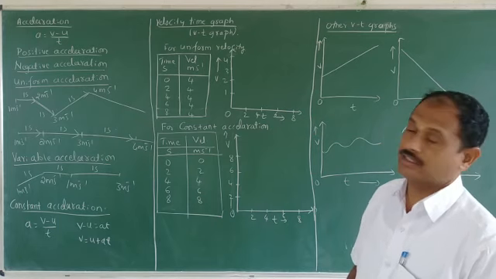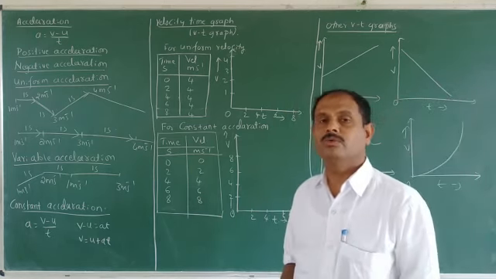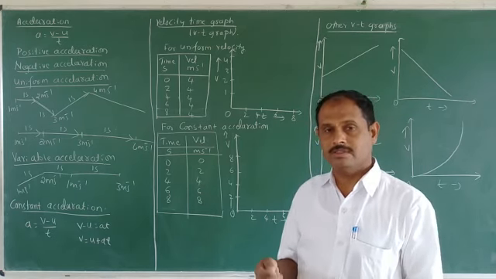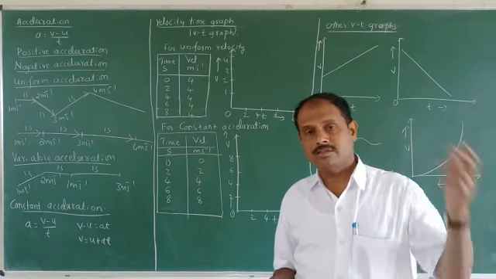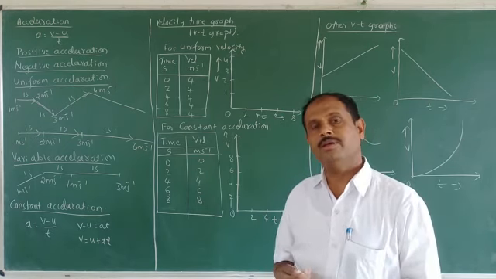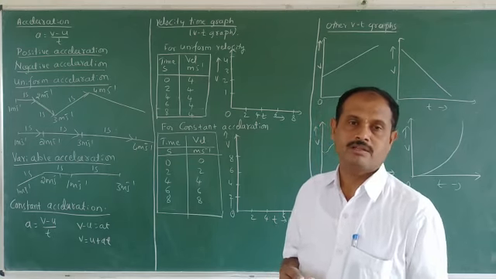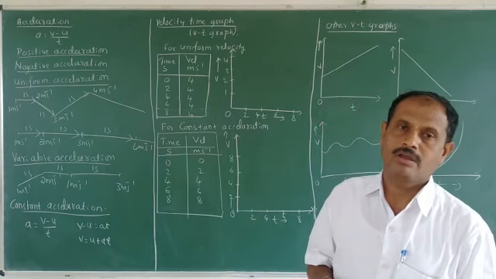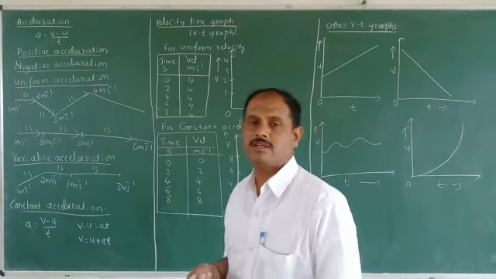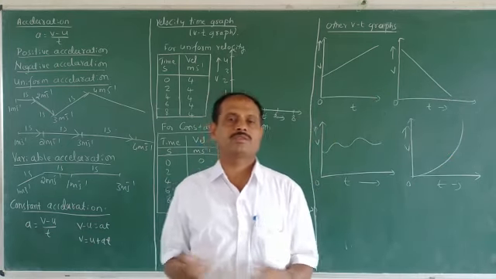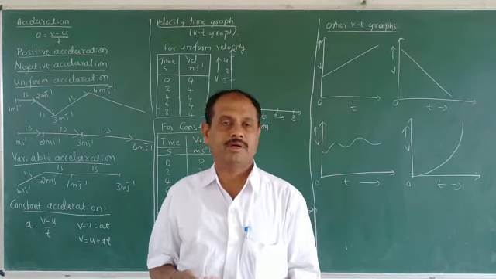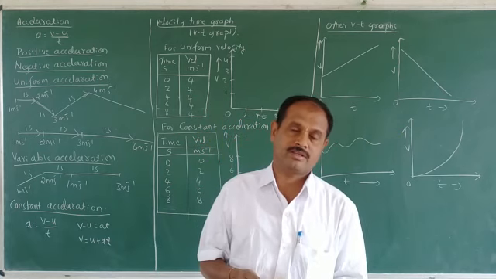Let us take a particle that moves with a certain initial velocity, and then the velocity increases or decreases, whatever it may be. If there is a change in the velocity, there will be acceleration. How do you define acceleration? The change in the velocity of the particle per unit time is called acceleration.